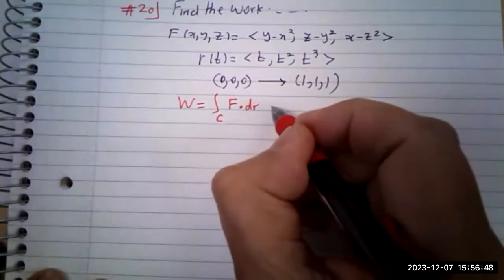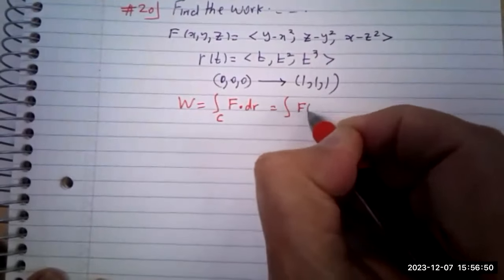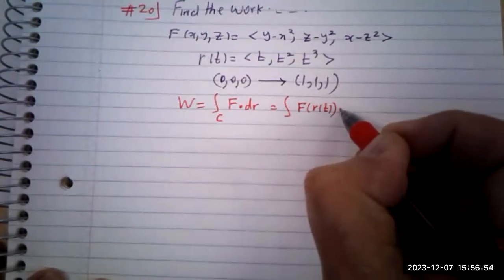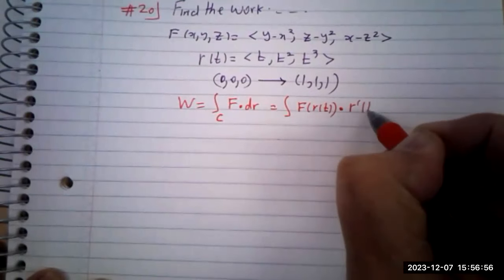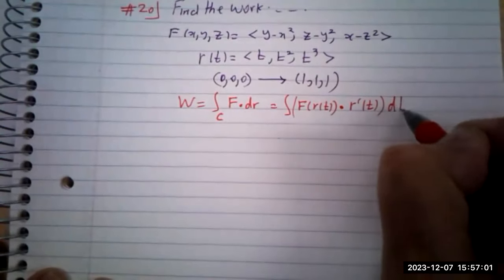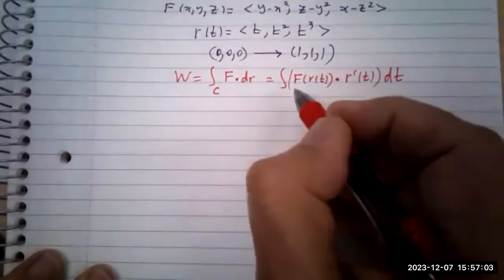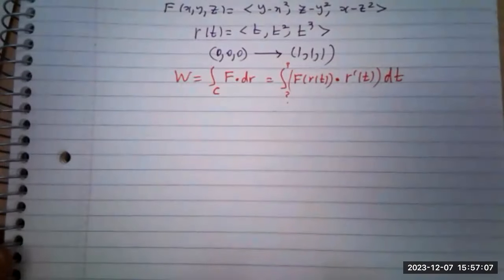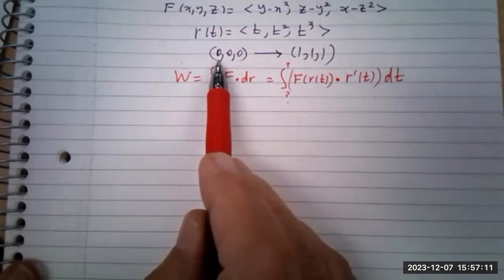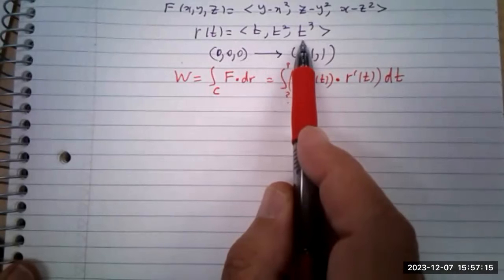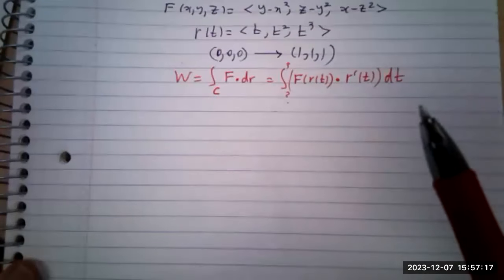And the definition would end up with F of r of t dot r prime of t, then dt. You have to find out the values that you're going to use for t. You compare these points to find out. See this point, initial point is 0, 0, 0. Compare it with t, t squared, t cubed, that will give you that t is equal to what?